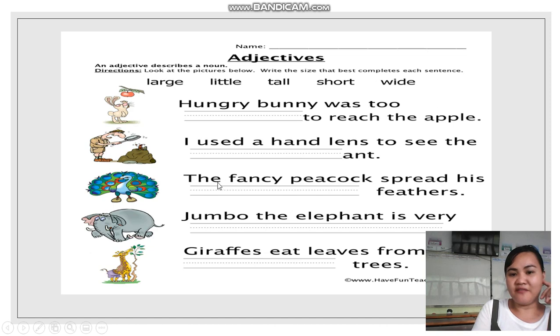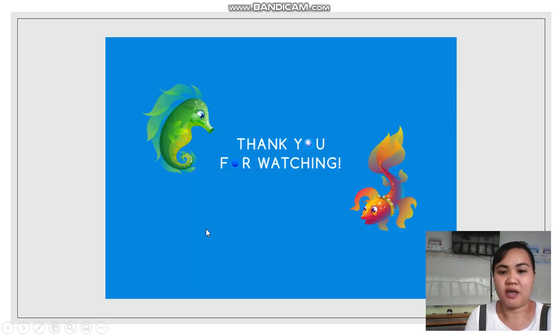Next is: the fancy peacock spread his blank feathers. So that's the time that we're going to use wide. The fancy peacock spread his wide feathers, and so on and so forth.